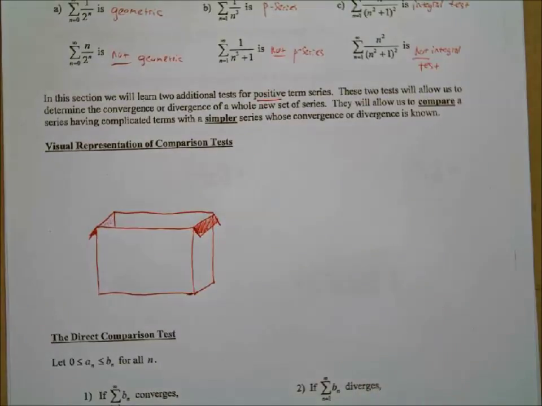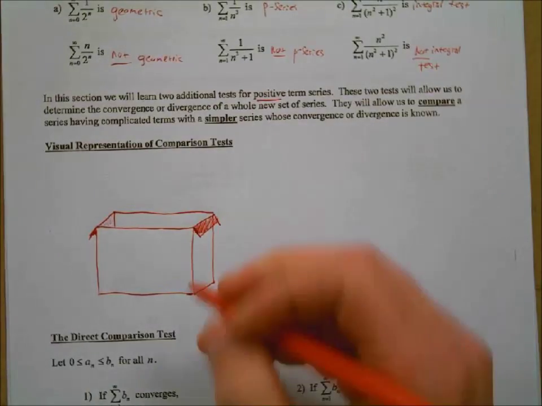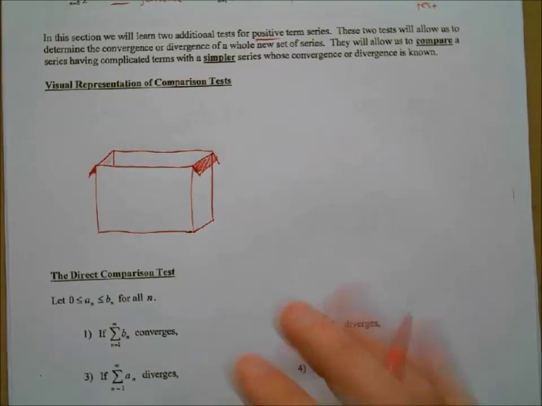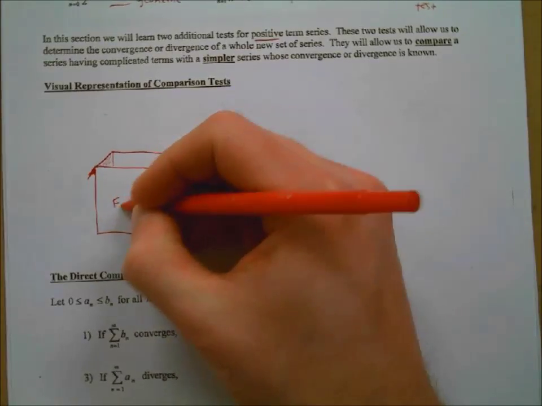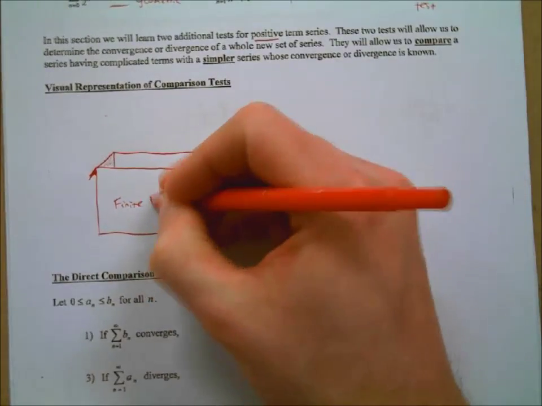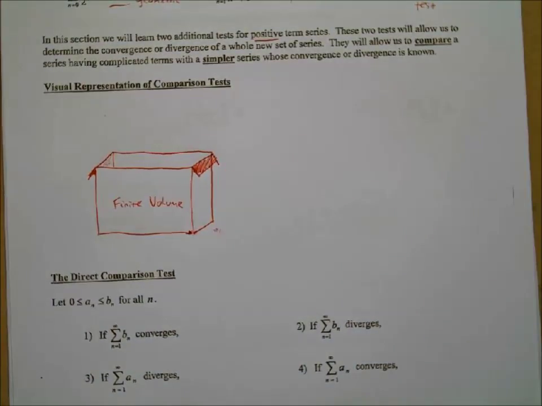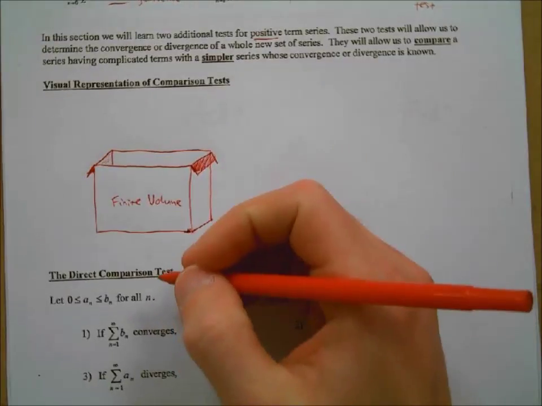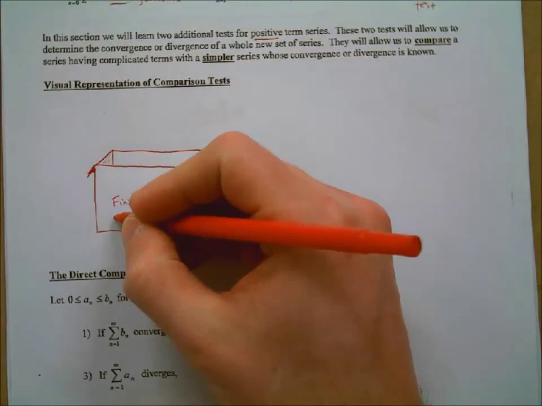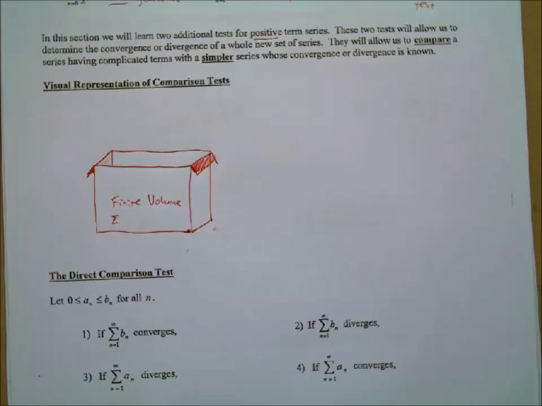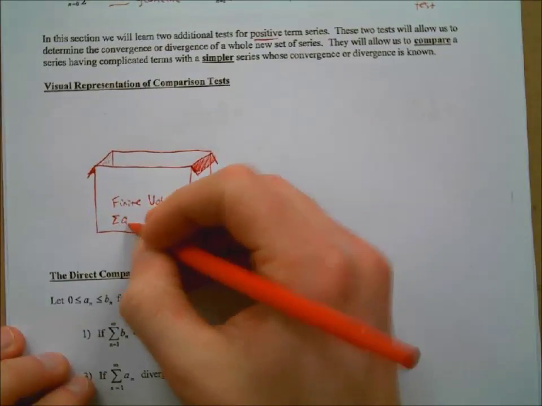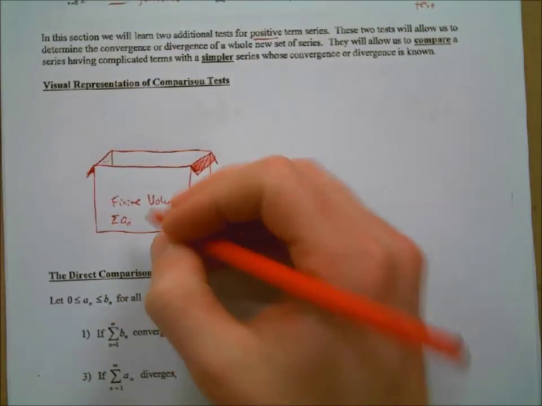Okay, and we'll say this box represents a finite volume. Right? The box is not infinitely large. It's not infinite of anything. It's finite. The box contains a certain quantity, a certain volume. So this finite volume represents a sequence that would converge, right?